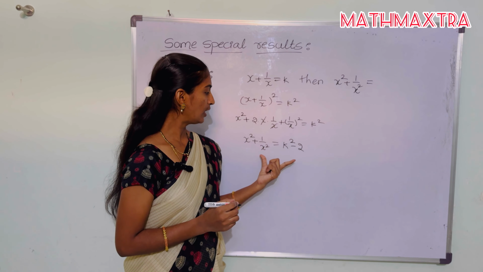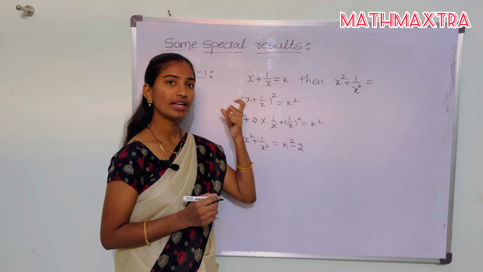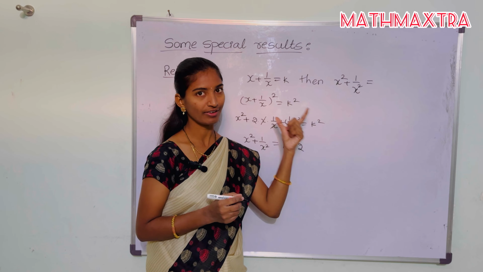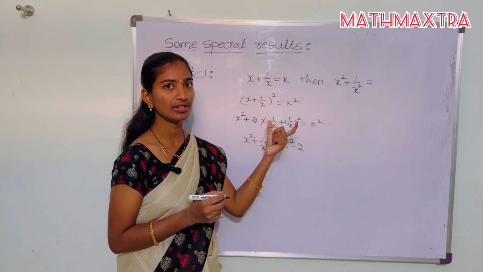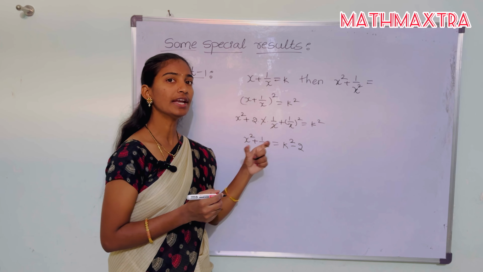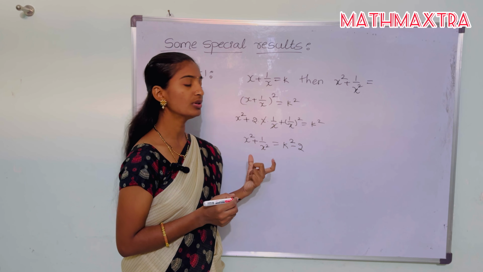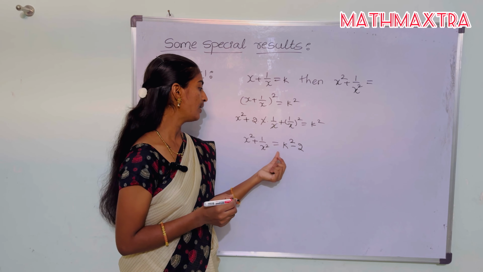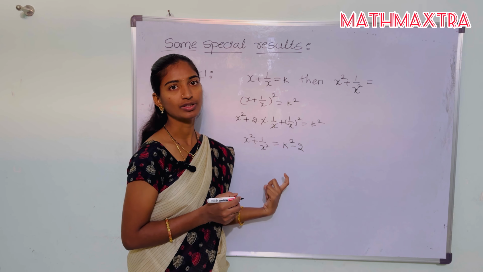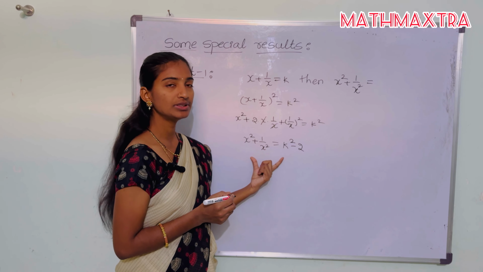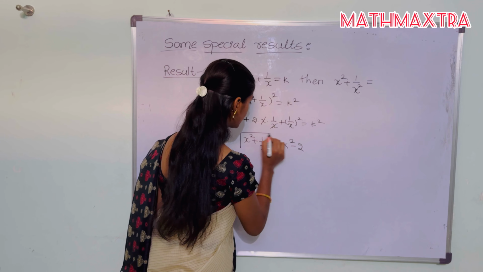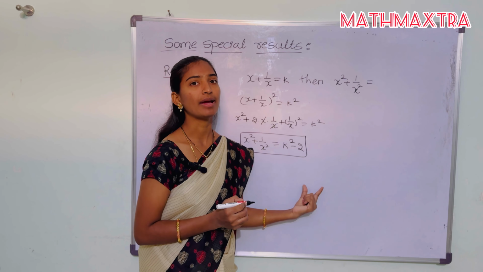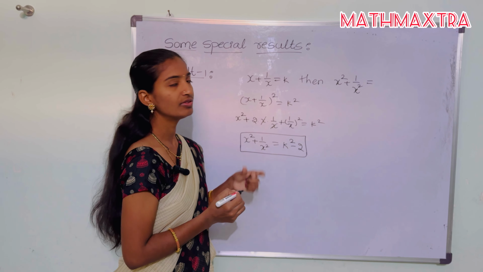So you can use this result whenever we get a question that x plus 1 by x is equal to some 5. Okay. So x plus 1 by x is equal to 5 is given. Then there you need to find out x square plus 1 by x square. You simply substitute 5 in place of k. You will get the answer for this. So you can use this result, which is nothing but x square plus 1 by x square is equal to k square minus 2. Okay. This is the result 1.